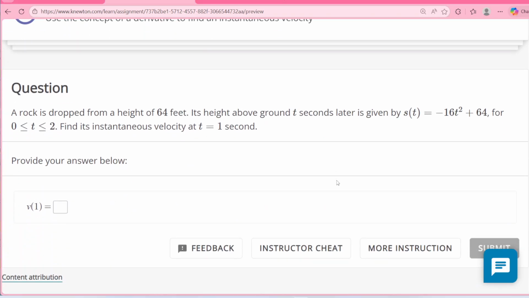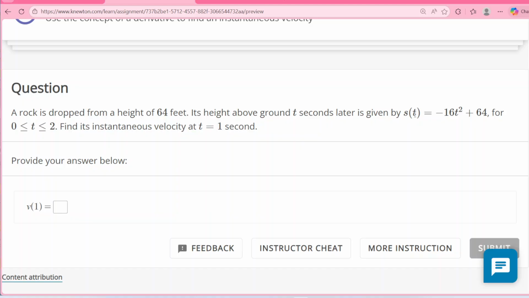All right, so now it's just like a couple problems ago. I'm not filling in tables or whatnot. I'm actually asked to find the instantaneous velocity, the velocity of this rock, after 1 second. A rock is dropped from a height of 64 feet. Its height, so it's feet, right, above the ground, t seconds later, is given by this function here.